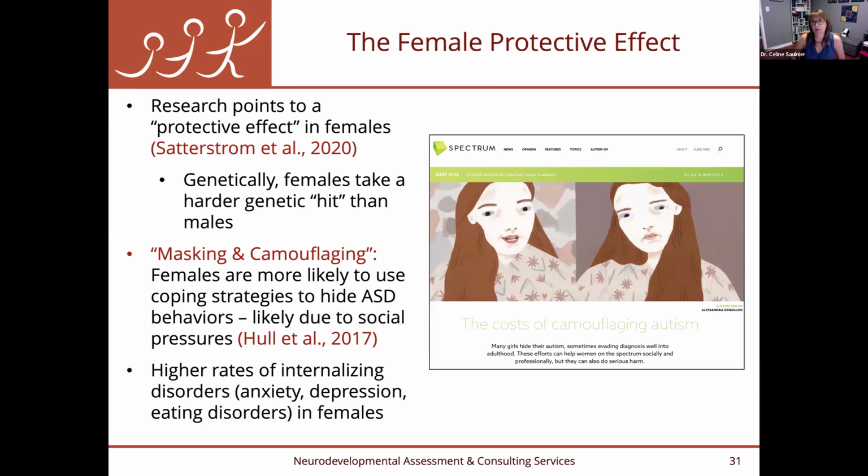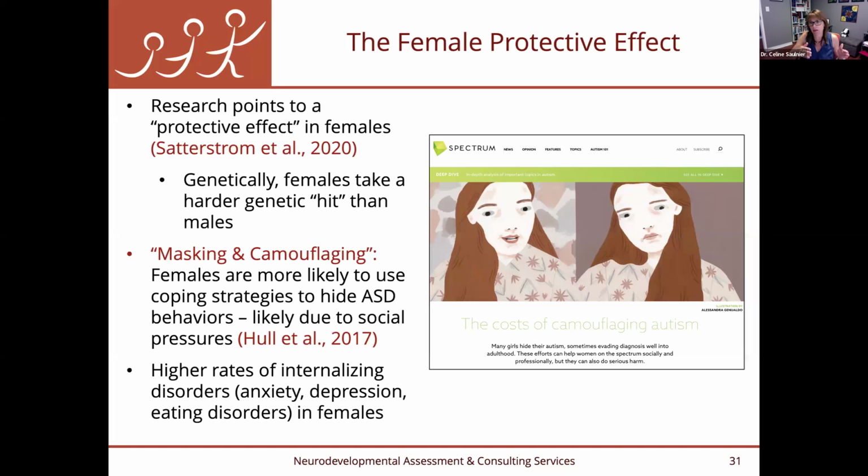And then there's the female protective effect. Looking at genetics, when you identify genetic mutations in females, they tend to be larger mutations than the same symptom expression in a male, meaning that they're taking a harder hit. So there is some protective effect there.